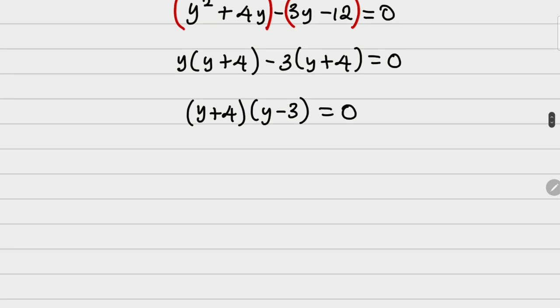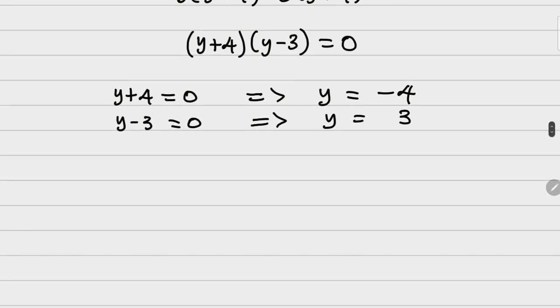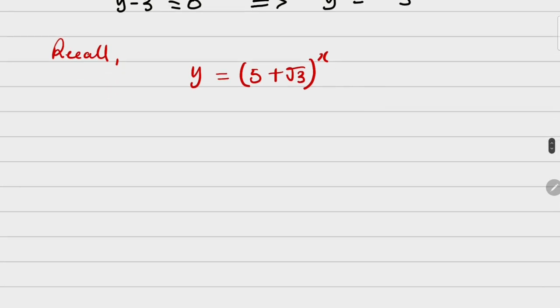Now let's get the values of our y's. So when y plus 4 is equal to 0, it implies that y is equal to minus 4. Then when y minus 3 is equal to 0, it implies that y is equal to 3. So I have two values of y. But don't forget, recall that we said let y be equal to 5 plus root of 3 all raised to power x. So we will now continue with this.